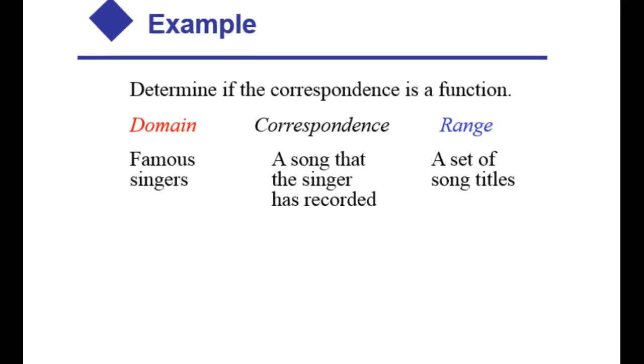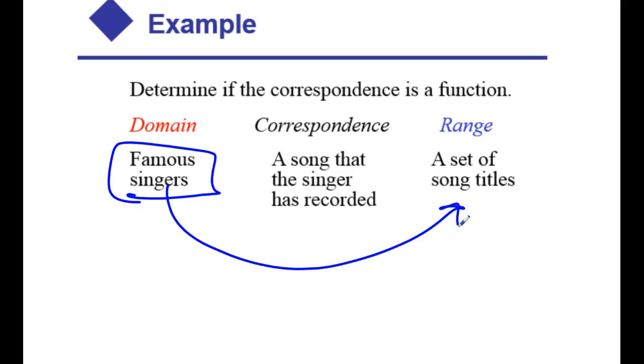Looking at the next example, I've got a singer and they've got a song title, and so this is nice, but the question is, does each singer only have one song title? If you could come up with a singer who had two different song titles, then it's not a function.